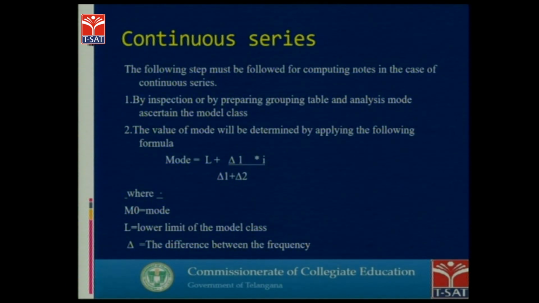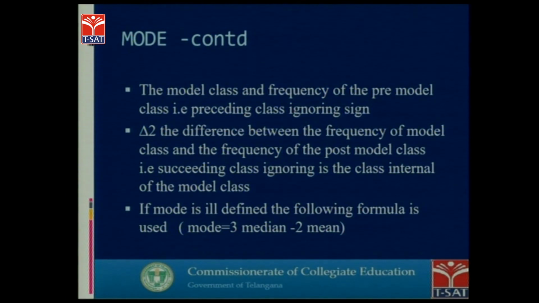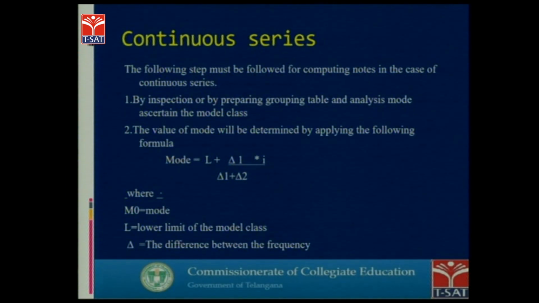After that we have to apply a formula, that is M is equal to L plus delta 1 divided by delta 1 plus delta 2 into I, where L represents the lower limit. Delta 1: we know where the modal class lies, so we subtract f0 from f1 to get delta 1. In the same way, we subtract the succeeding value from f1 to get delta 2. I is the difference between the class intervals.